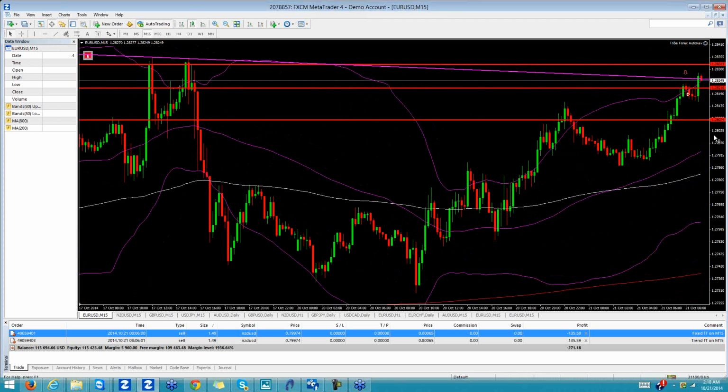Look at that. Right off the 128.30 handle, starts to move down. Surprise, surprise. Not really, I'm being sarcastic.